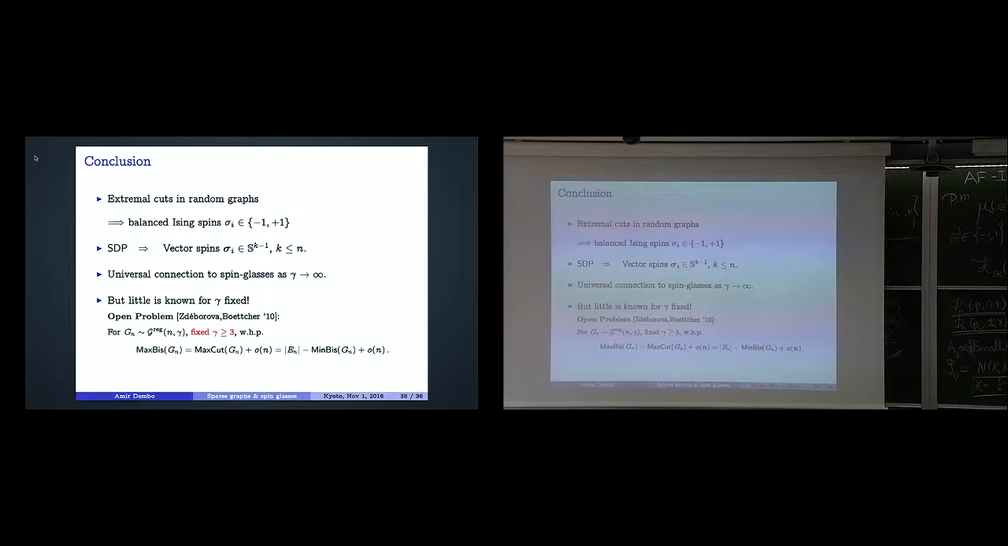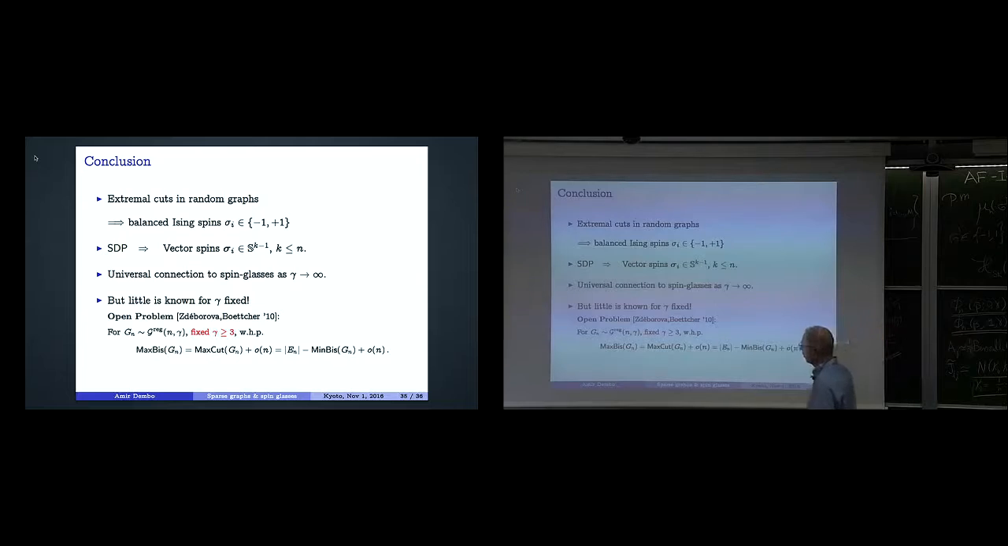Okay, so the conclusion, let's summarize what we saw here. We saw extremal cuts in random graphs become balanced Ising spins, sigma_i equals plus or minus 1. SDP is related to vector spins on the sphere, S^(k-1). There is a universal connection to spin glasses as gamma goes to infinity, which applies to cuts, to these vector spins, and to any other model, I will add. That's a paper of Sloboda.